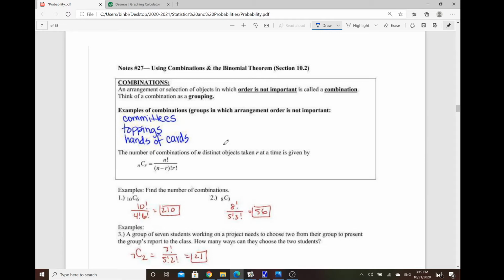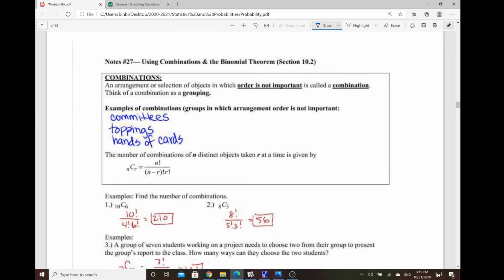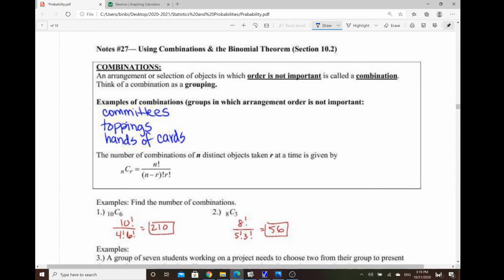So the number of combinations of n distinct objects taken r at a time is given by n choose r, so it's called choosing. So n choose r equals n factorial over the quantity n minus r, quantity factorial, times r factorial.